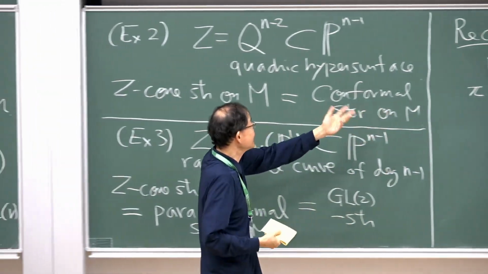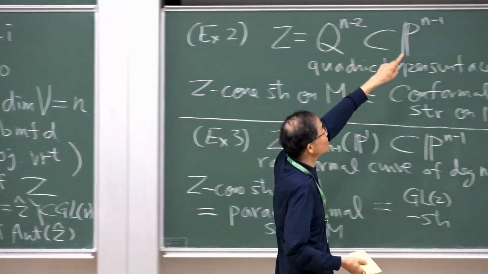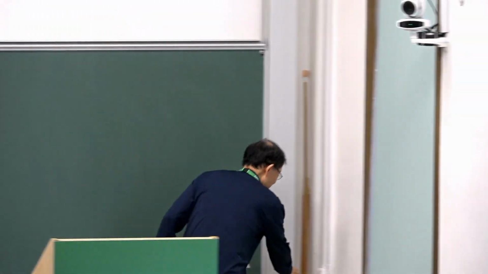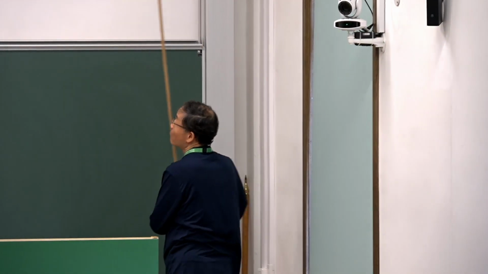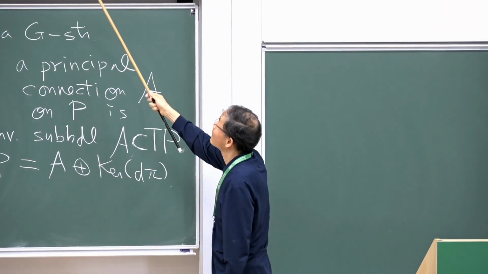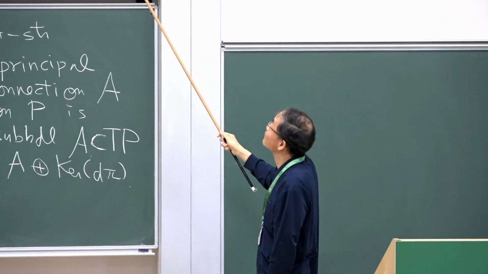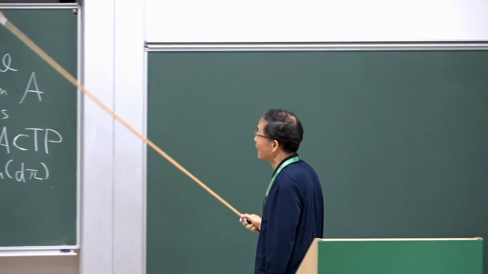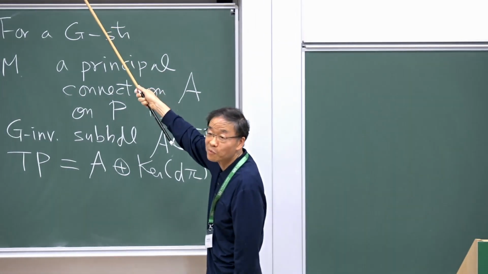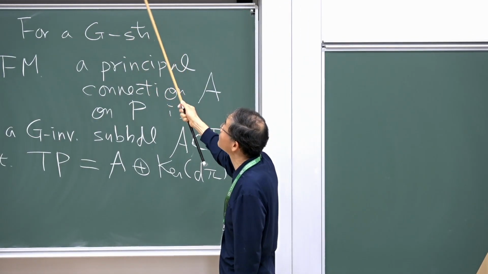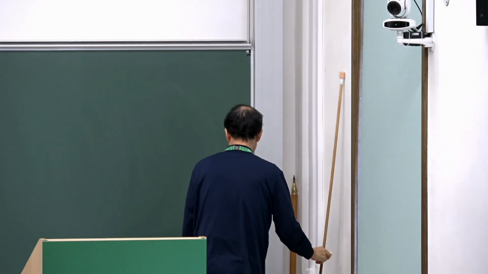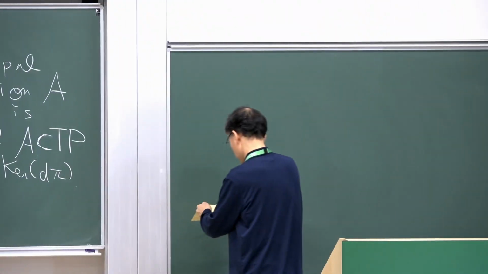Now up there, we have a one-to-one correspondence. On this side, you have this nice notion of principal connection. What is the corresponding object here? The object corresponding to a principal connection. That is something I'd like to define. So this is the next definition.